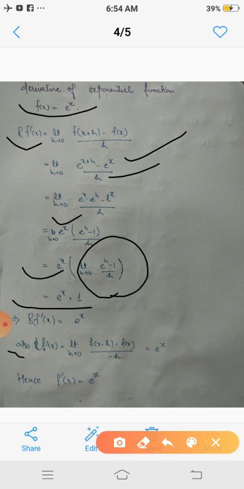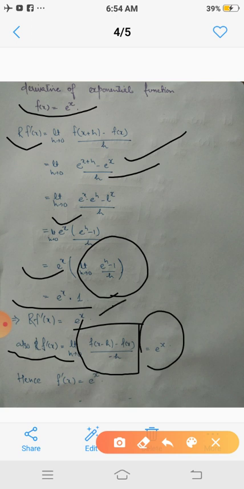Similarly you can put the left derivative as limit h tends to 0 f of x minus h minus f of x upon h, and in the same way its value is e raised to power x. So the right derivative equals the left derivative, which implies the derivative exists, hence the derivative or f dash of x of e raised to power x is simply e raised to power x. So the derivative of e raised to power x is e raised to power x.